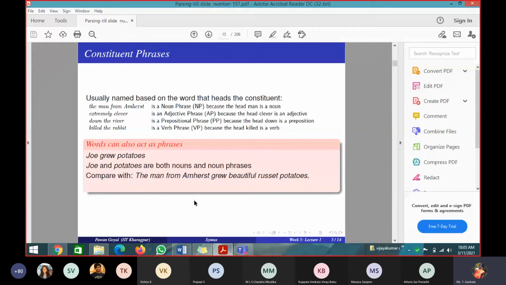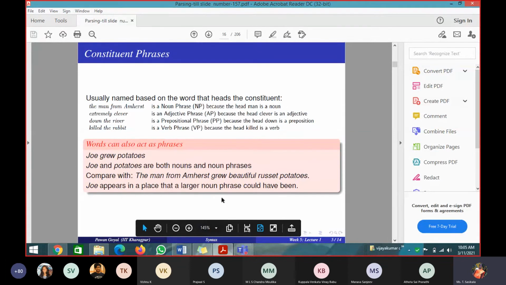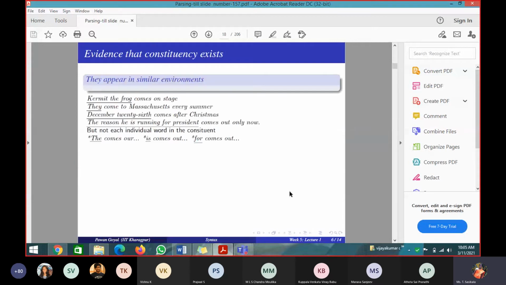Next one. So this is one example. Joe appears in the place where a larger noun phrase could have been used. Okay, so instead of Joe, we are using a larger noun phrase, the man from Amherst. Next.